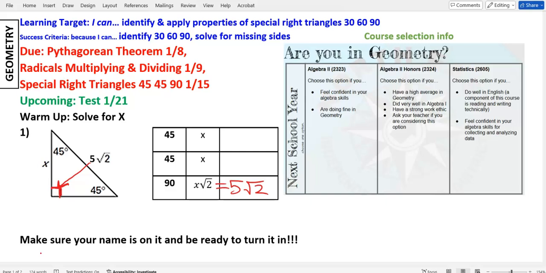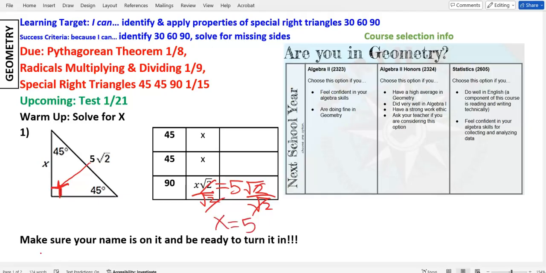Now, if across from 90 is x square root of 2 and this is 5 square root of 2, do you see how they have the square root of 2 in common? So what do you think x is if it's supposed to be in front? The number in front of the square root of 2 here is 5, right? If you're just not sure and you wanted to solve for x, you would divide by the square root of 2 on both sides. They would both cancel out, and then you would just have x equals 5.